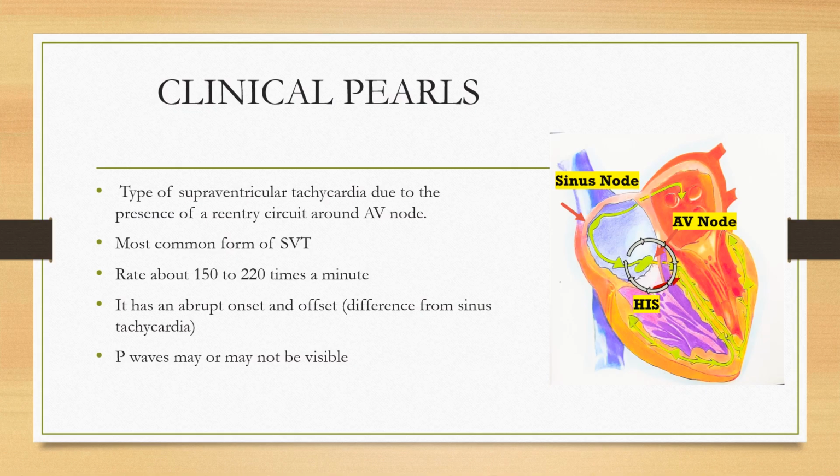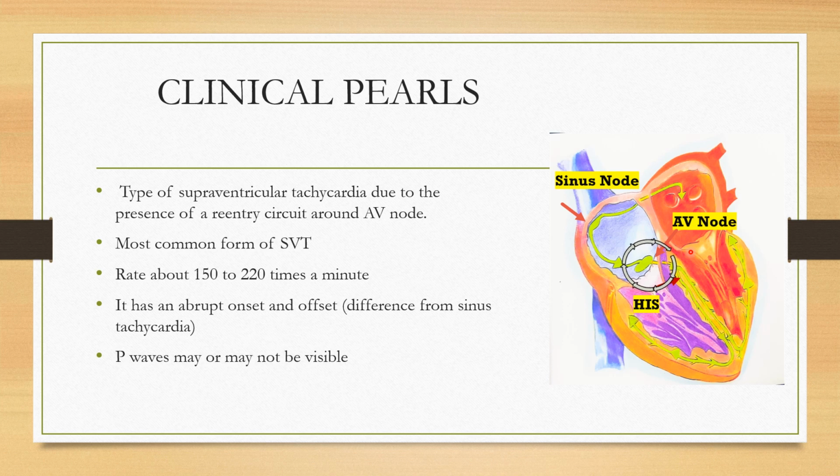Now let's discuss some clinical pearls. AVNRT is a type of an SVT that is seen because of a re-entry circuit around the AV node. This is the area of the AV node, and we can see a re-entry circuit over here, this circle moving around, and because of this firing that is going all around this area, this produces what we see on the ECG. This is one of the commonest arrhythmia of SVT that can be seen in clinical practice.